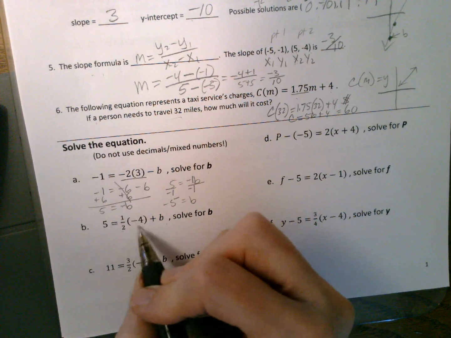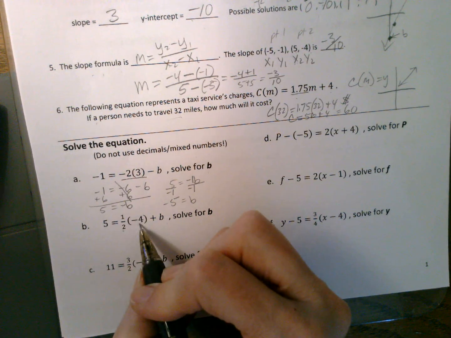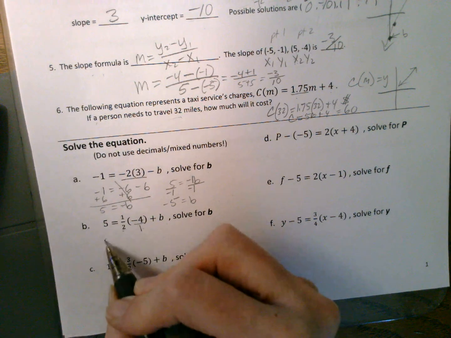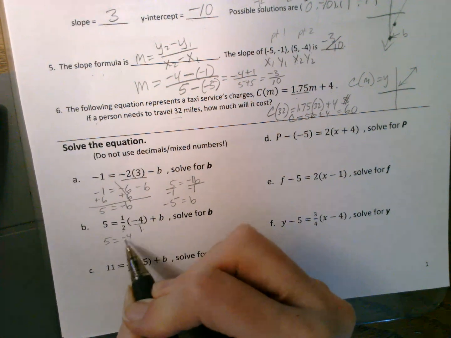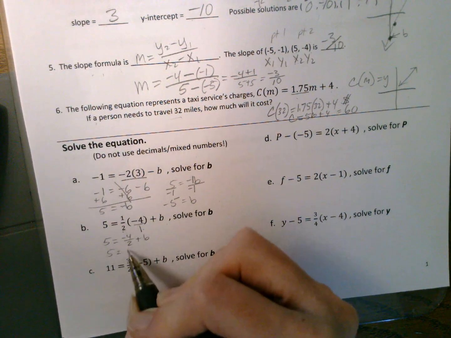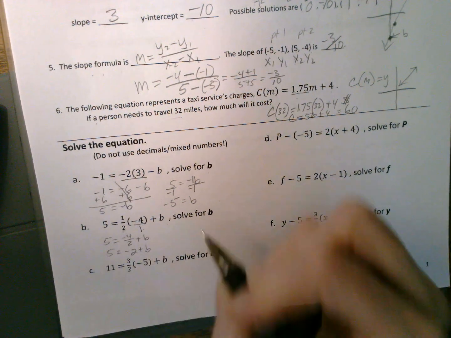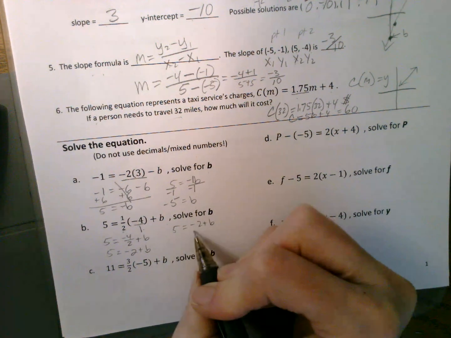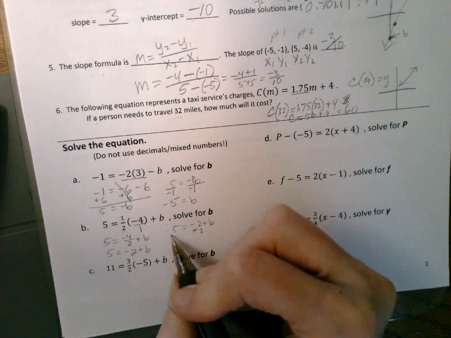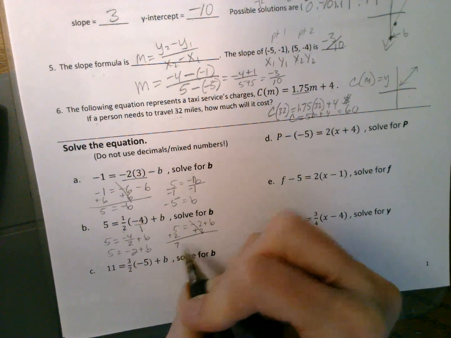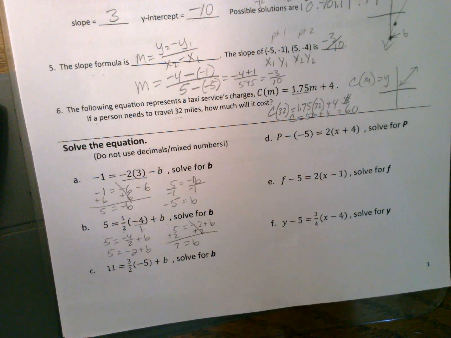This one requires you to multiply a fraction first. So remember how we do this. This is the numerator, this is the denominator. This reduces to a negative 2. So you have 5 equals negative 2 plus b, and you can move the 2 to the other side by adding its opposite. This is what we did in the unit before. So b equals 7.